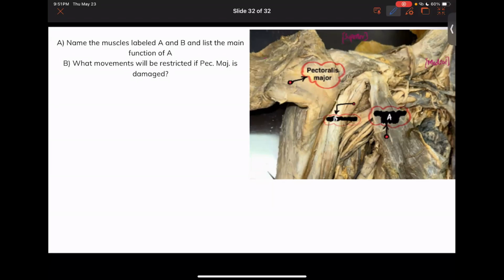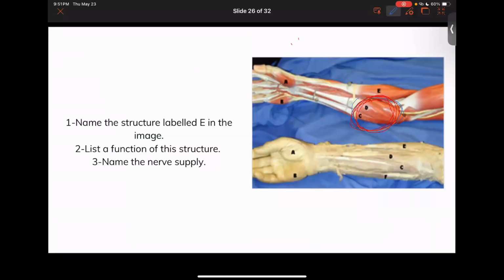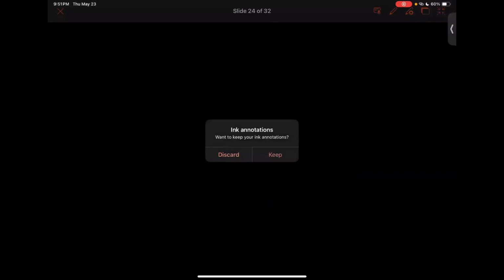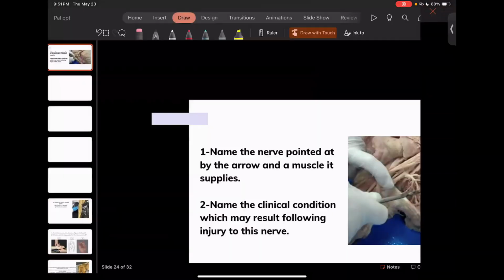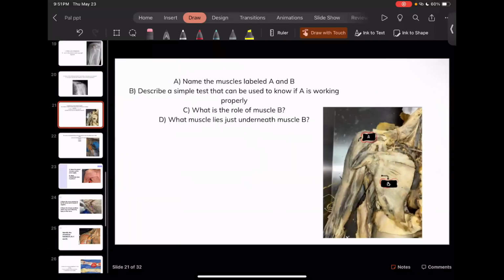So basically, I remember there was a question which showed you the pec major, and they asked you what was below it, right? Let's see, where was the question? Yeah, here. So you can see they asked you what muscle lies underneath.